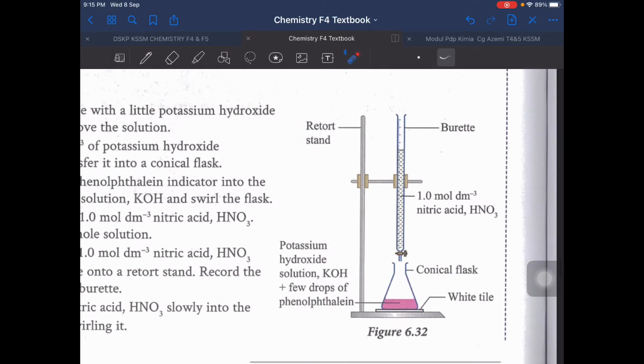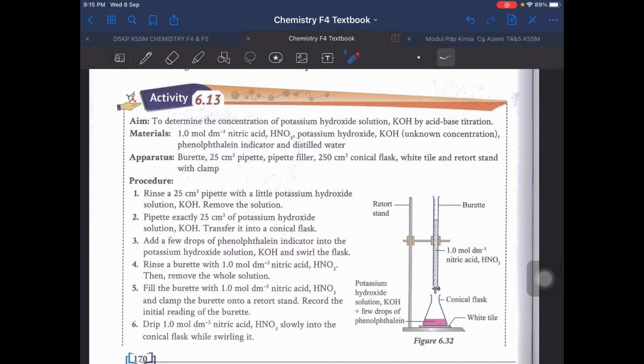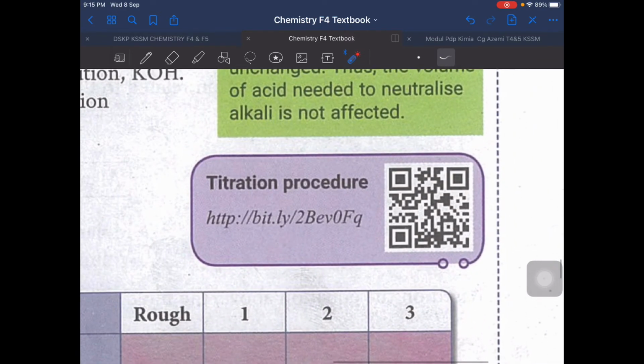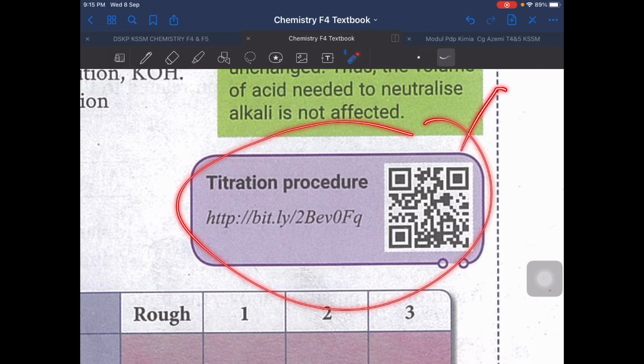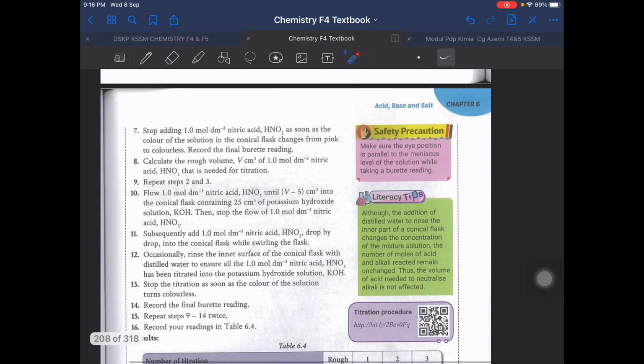Okay, ini adalah gambar aja, the figure for titration method. This is a burette filled with acid. The acid is going to be titrated, dropped inside the conical flask containing potassium hydroxide solution. Ataupun sebaliknya pun boleh. Isi alkali di sini untuk neutralkan asid pun boleh juga. Okay? Now, activity 6.13 sangat jelas, and I attach one video in your Google Classroom about these titration procedures. Please watch the video as well.